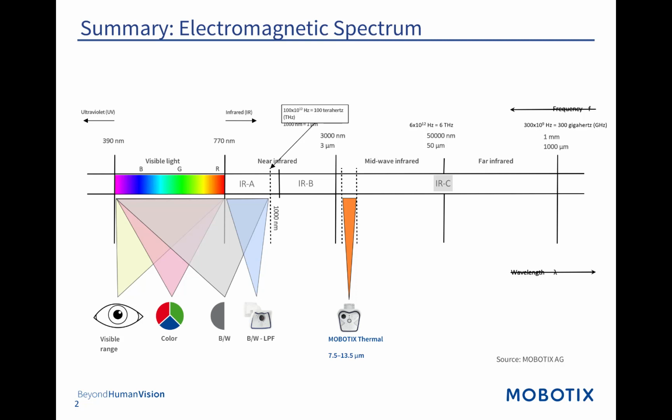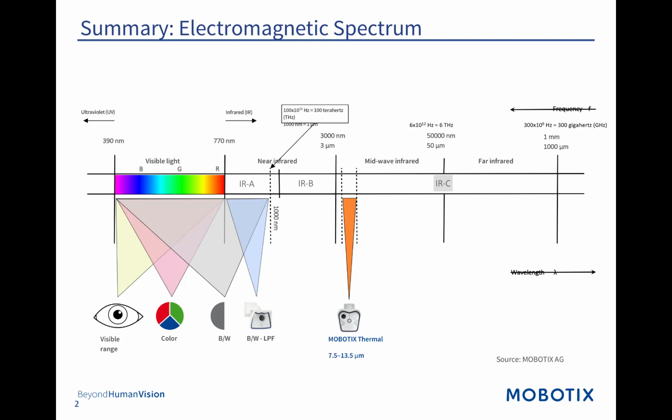This is what we actually measure with the thermal camera. In the MOBOTIX thermal camera we have a thermal sensor, a microbolometer, and this microbolometer is sensitive in the range of 7.5 to 13.5 micrometers. This is the mid-wave infrared range, and here we do not measure light. Here we measure heat. What the camera does is convert this heat information into an image, so what we see is the heat transformed into light information, like an image.